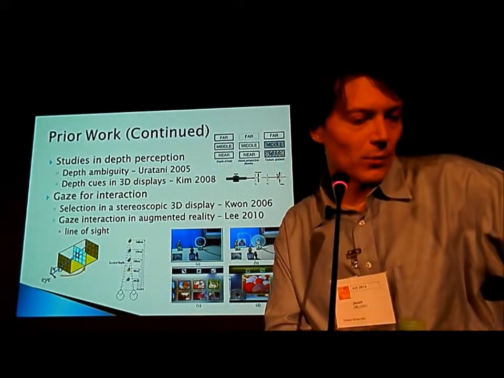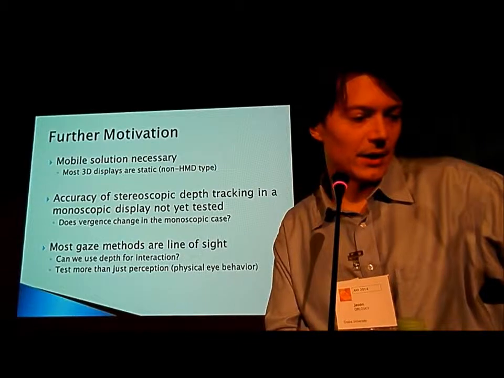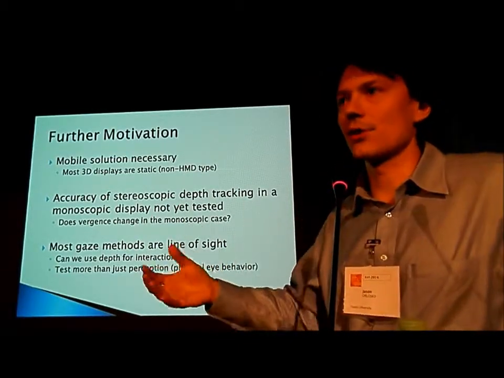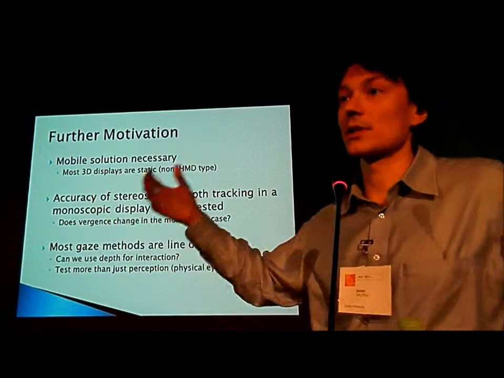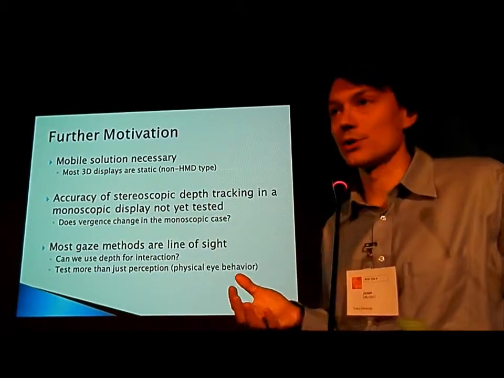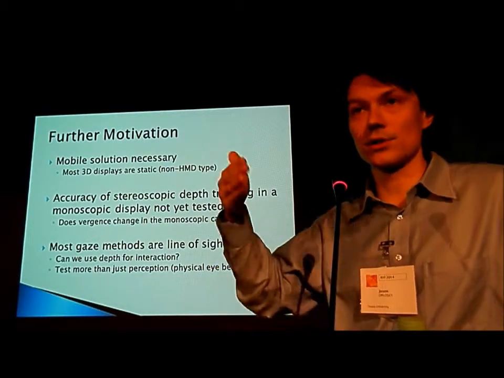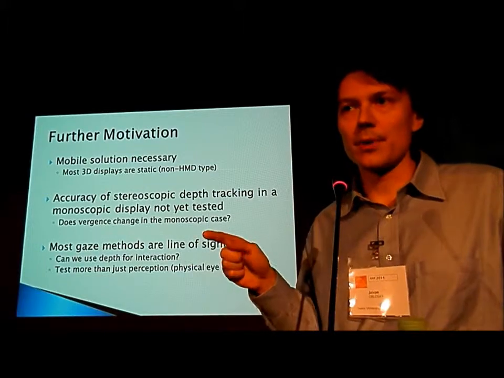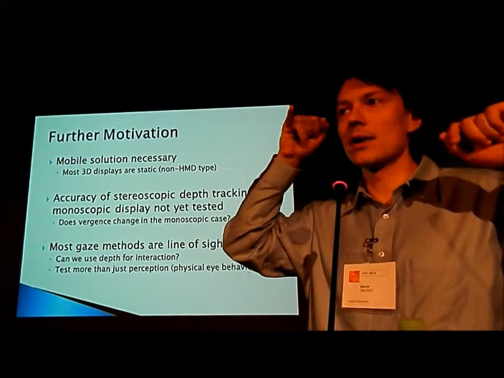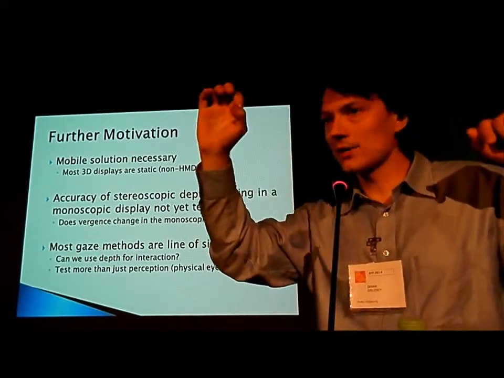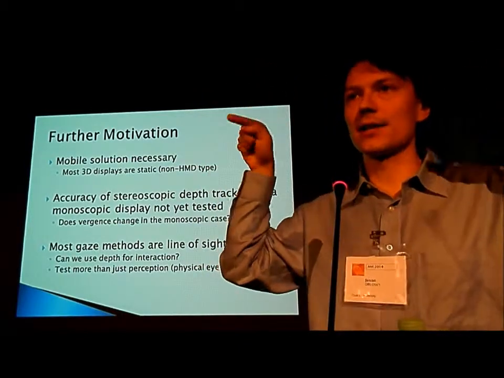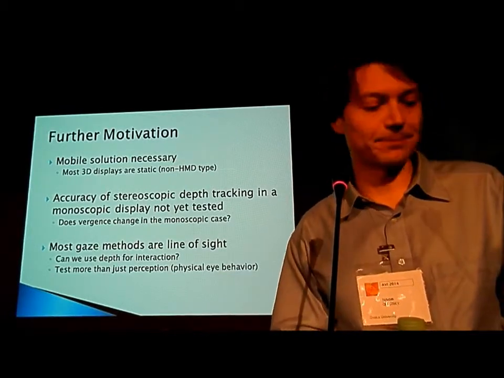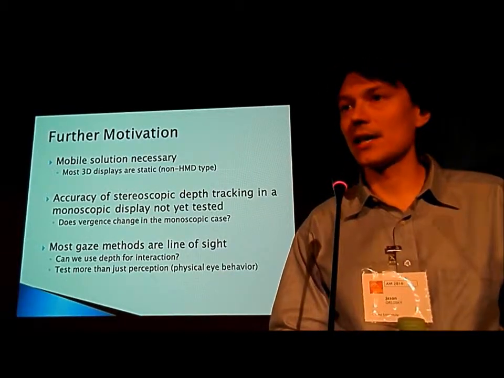We draw from all these fields in our method. A lot of these 3D displays are very static, so they look like a monitor. It's something you place in front of you. It's not something that's wearable. So we need a mobile solution, something you can walk around with and still display different focal depths. Secondly, we don't know if stereoscopic depth tracking works in a monoscopic display. If only one eye is looking at something, can we still track the depth, because we need two eyes to calculate depth? Can we do that? If so, how accurately? And lastly, most gaze methods are line of sight.